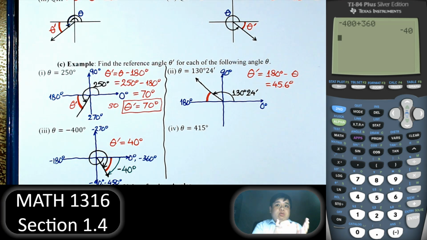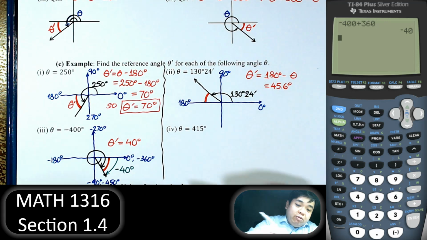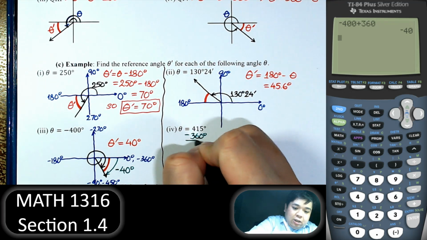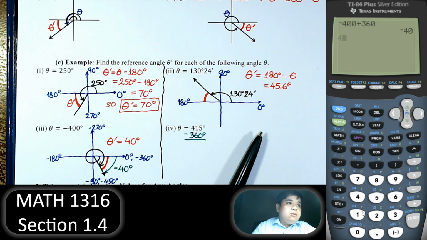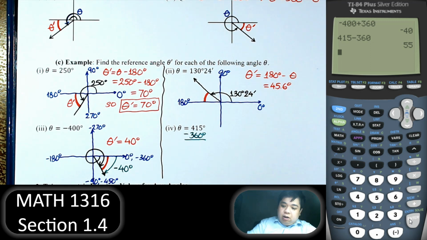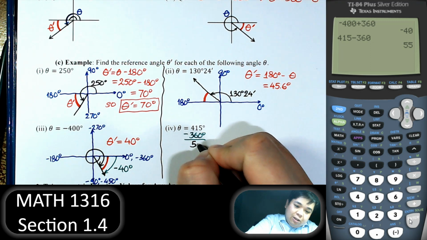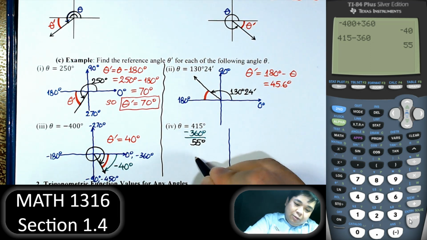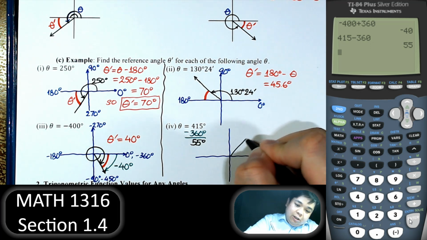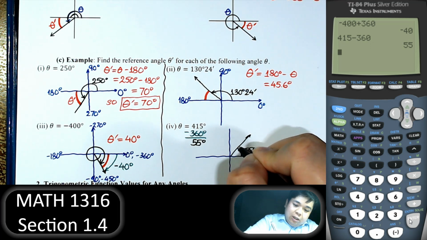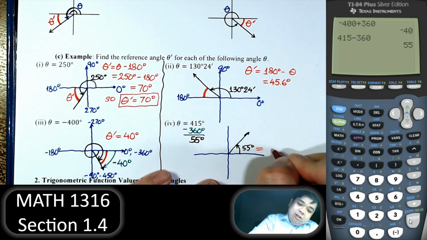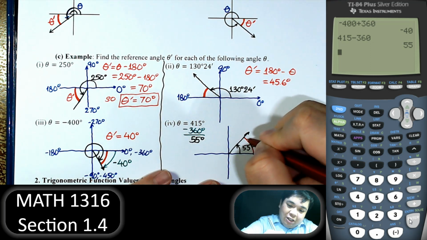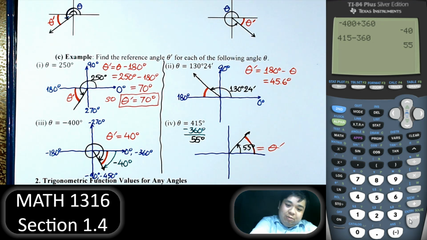Sometimes we subtract 360 or add 360 to get a coterminal angle, just to help us with the calculation. Just like this one, if we don't want to work with 415, perfectly fine. Subtract 360. It's 55 degrees in the first quadrant. So that is also the reference angle as well, because the reference angle in the first quadrant could be the same thing, 55 degrees.